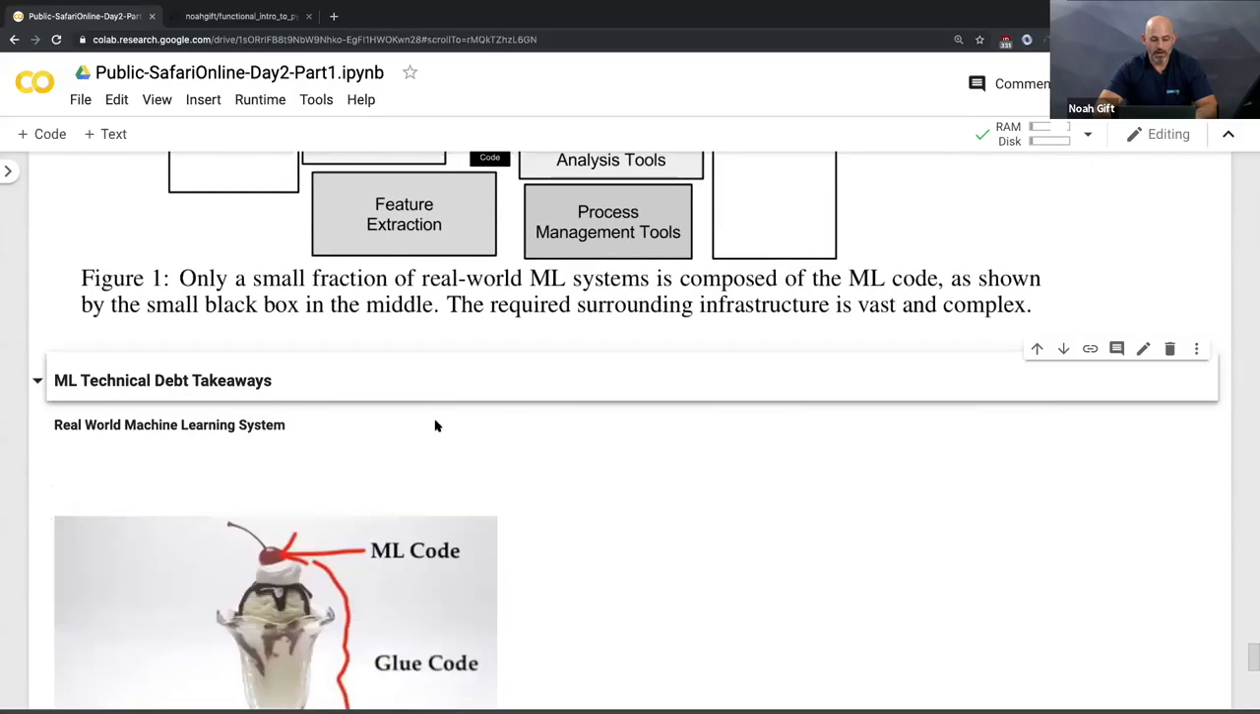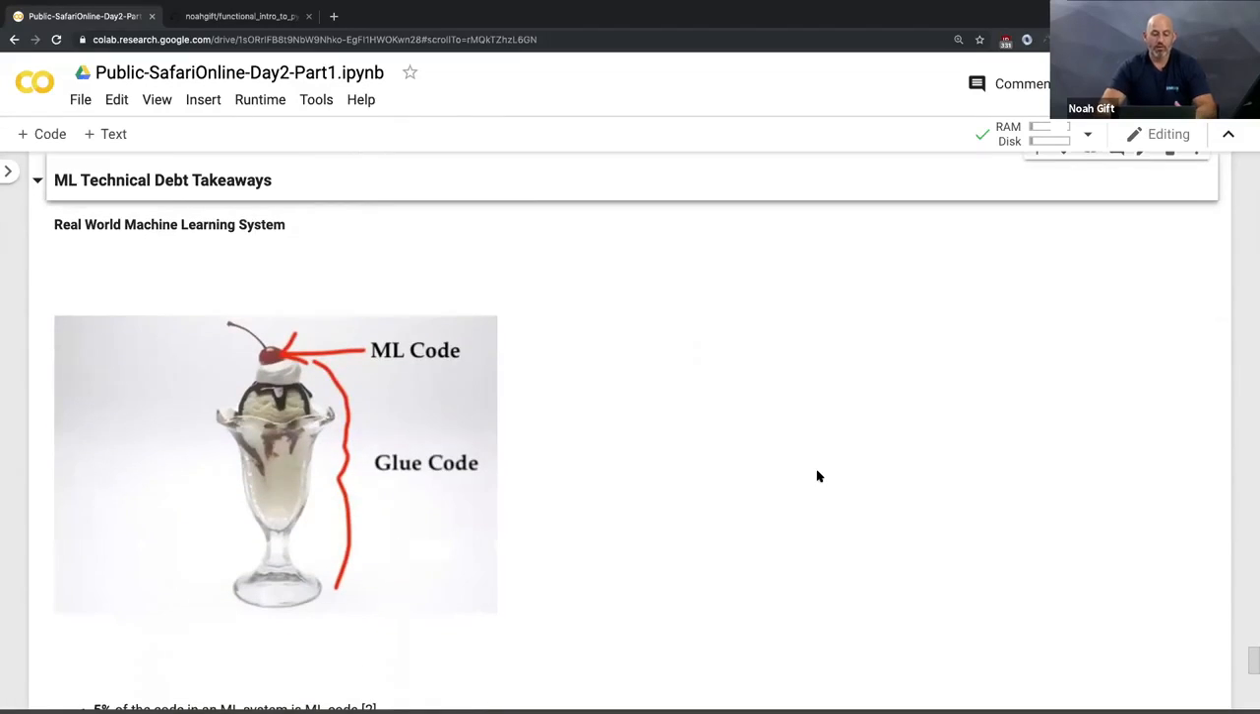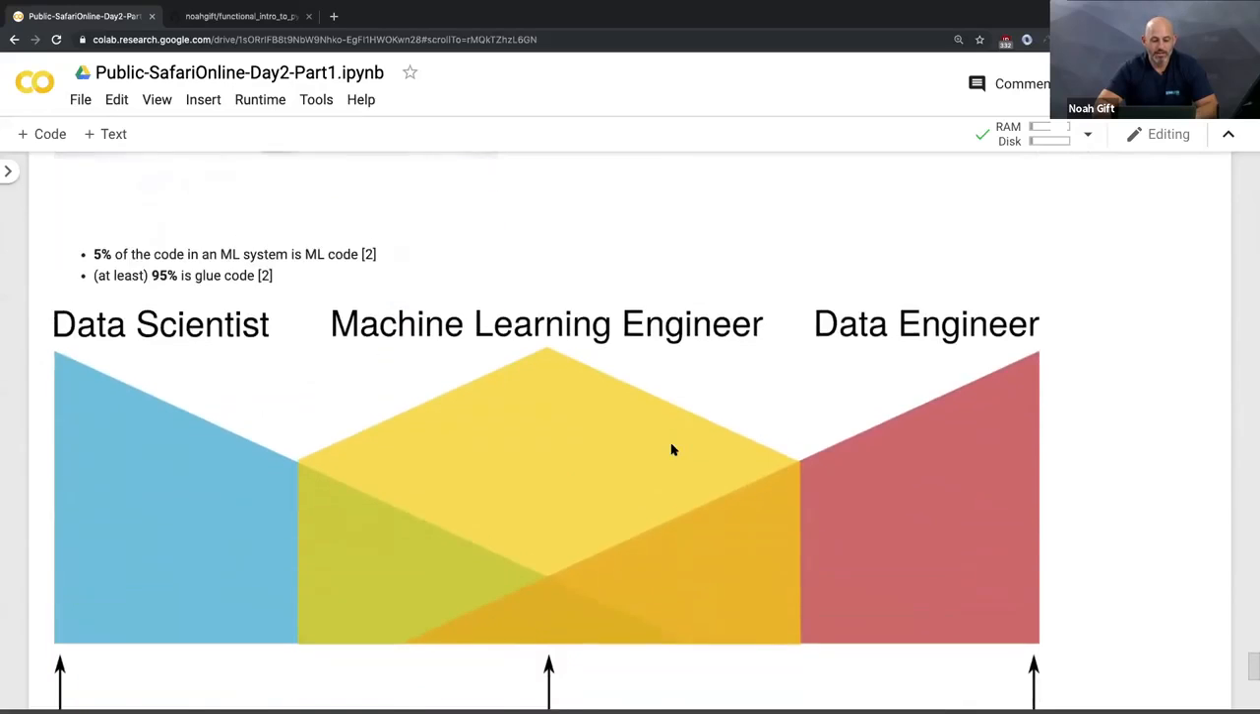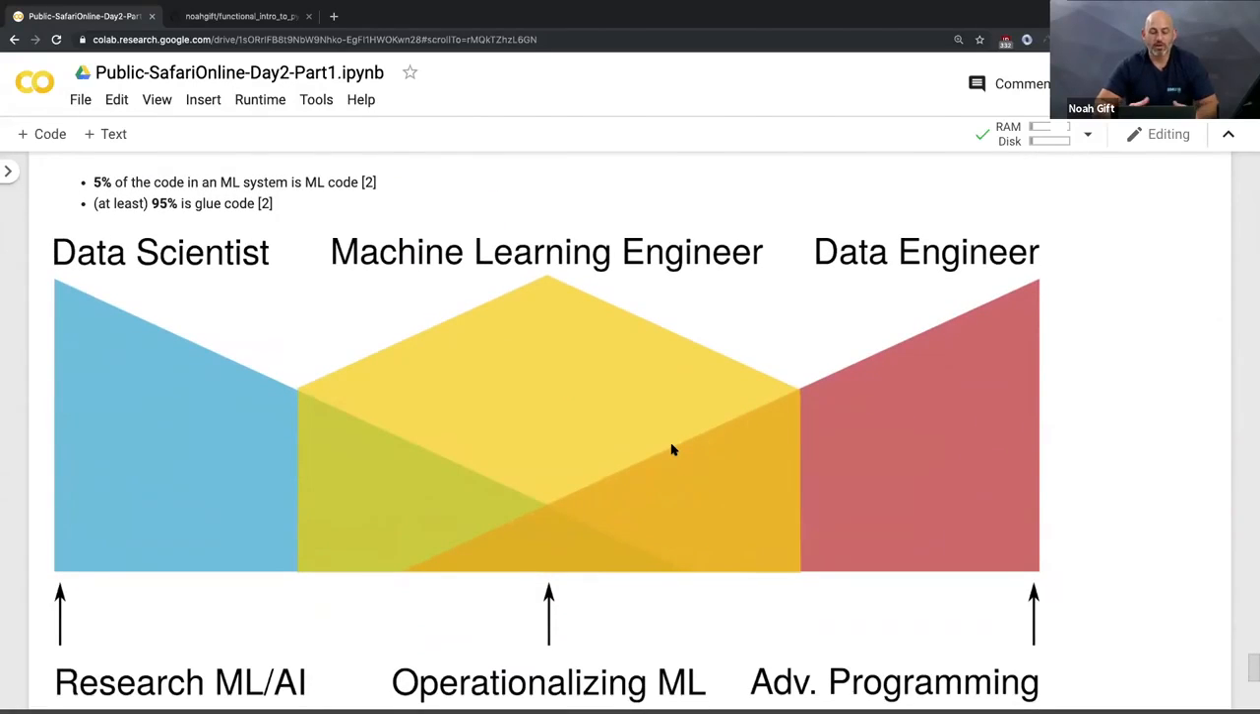So in terms of some takeaways here, one of the things to point out is that machine learning code is a lot like the cherry on a sundae, and everything else is the sundae, right? You got the glass, you got the ice cream, you got the hot fudge, the whipped cream, and then the final piece is you put the machine learning code in there. And so 5% of the code in a machine learning system is the ML code, and probably 95% of it is the glue code.